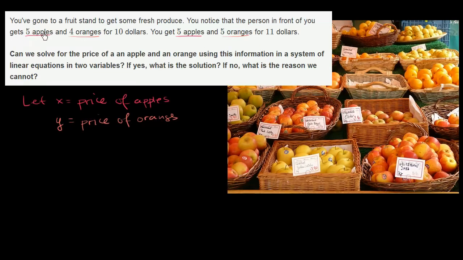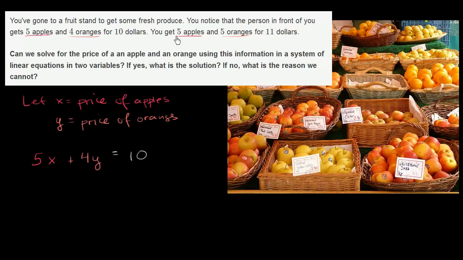They bought 5 apples. So how much did they spend on apples? Well, they bought 5 apples times X dollars per apple. So they spent $5X on their 5 apples. And they bought 4 oranges times Y dollars per orange. So they spent 4Y on oranges. So the total amount that they spent is 5X plus 4Y. And they tell us that this is equal to $10.